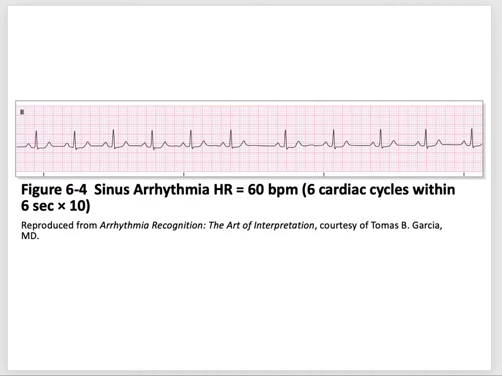So here is an example of a sinus arrhythmia. By a fast glance, I'm sure your eyeballs jumped maybe right over here, but let's look. We've got very regular R waves, and then all of a sudden it gets irregular. So we have a change, right? So we have sinus arrhythmia that's happening.